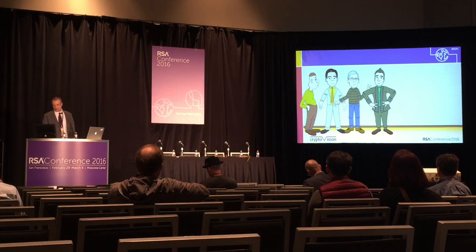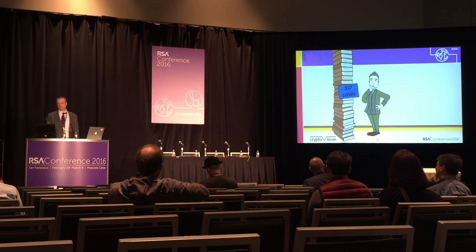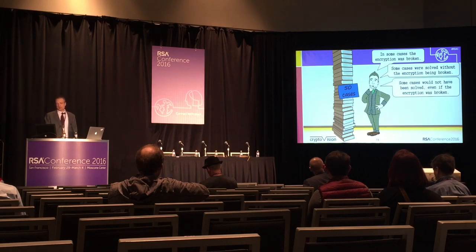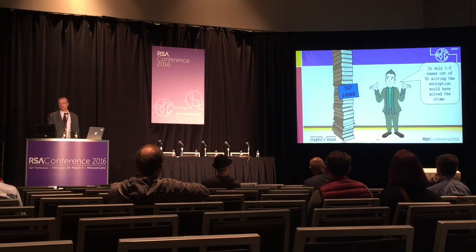Okay, so let's bring all the people I mentioned back on the stage. And let's ask, what is my conclusion? Well, first of all, I looked at 50 cases. In some cases, the encryption was broken. In some cases, the case was solved without the encryption being broken. In some cases, the case would not have been solved even if the encryption was broken. Some suspects certainly would have used foreign products without backdoor if we had backdoors in the USA. And some suspects certainly would have used steganography. So in the end, only very few cases remain in which a backdoor would have been absolutely crucial. I think in about 1 or 2 cases out of 50.